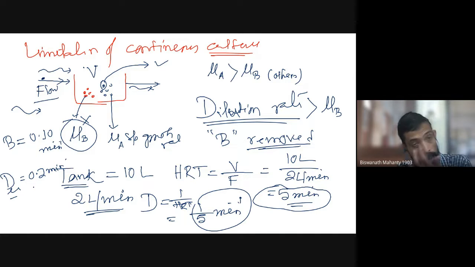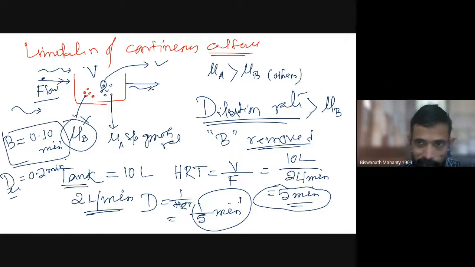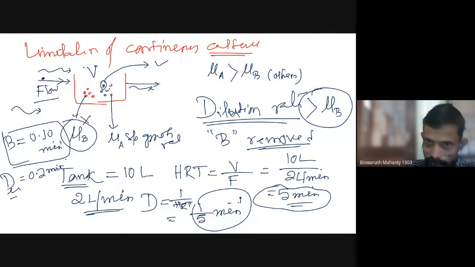What will happen if I make the flow rate go up like this? After some time, as I told you, if the dilution rate becomes more than the microorganism's specific growth rate, it can be eliminated. So mu B will be gone. After some time, there will be no mu B, only mu A will survive. So this is one of the approaches for screening, but this is only useful if you are going to isolate a microorganism which has a higher growth rate than all other competing microorganisms.